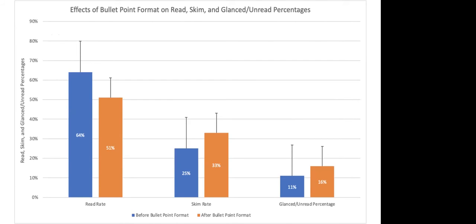Beginning on November 5th of 2020, we began to see a negative relationship between read rate and skim rate, meaning that users were spending less time on the newsletter. This was also the same date that the foundation used bullet points in its lead story and then switched entirely to the bullet point format in January. We averaged before bullet points and after bullet points, and you can see that there's a decrease in read rate and an increase in skim and glance to unread rate, meaning that users were spending less time on the newsletter, which could be as a result of the bullet point format.